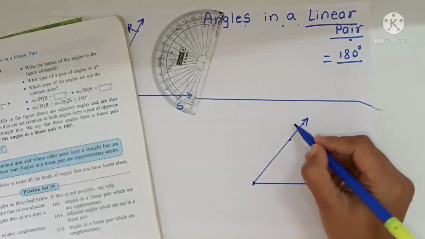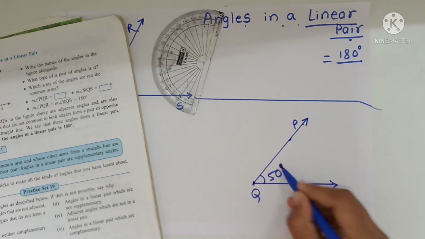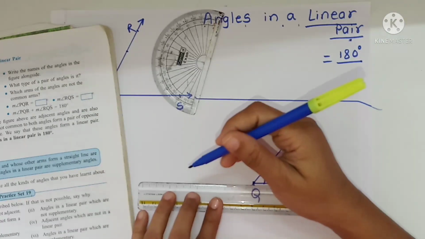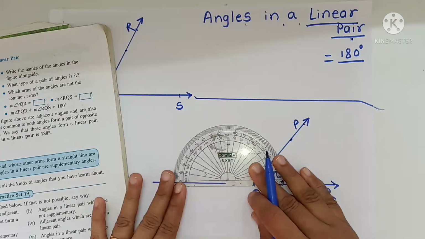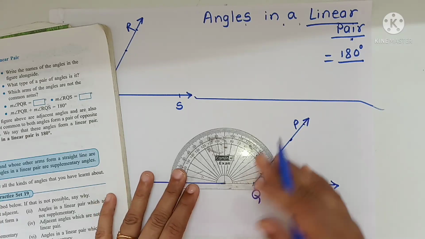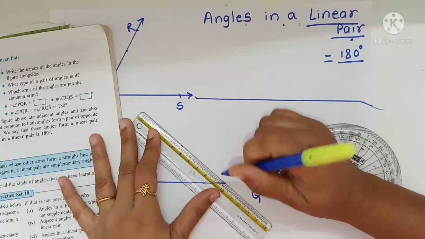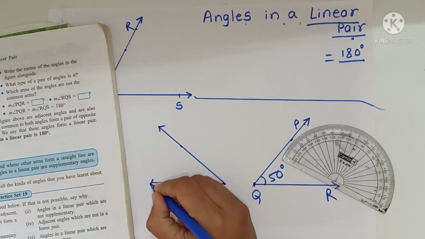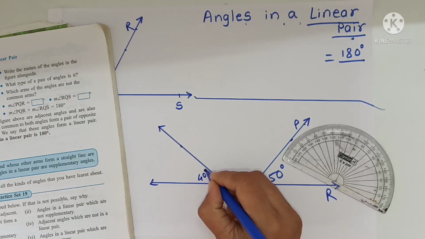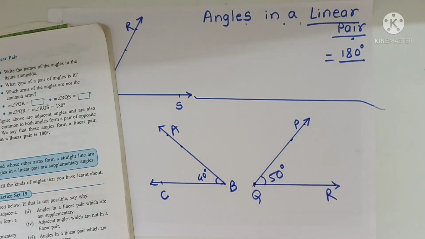This is the first angle of 50 degrees, angle PQR, and the second angle is 40 degrees. That is angle ABC. This is our first example.